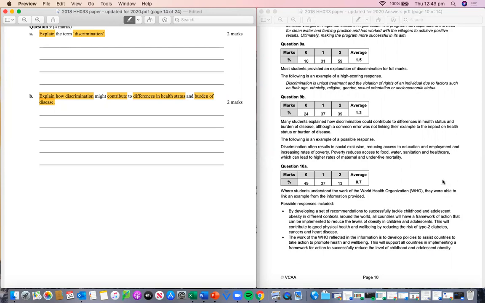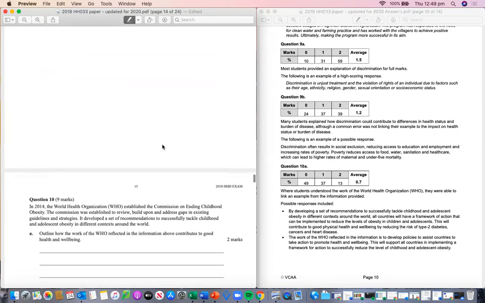Okay, so the example of a possible response looks at discrimination often resulting in social exclusion, reducing access to education and employment, and increasing rates of poverty. Poverty reduces access to food, water, sanitation, and healthcare, which can lead to higher rates of maternal and under 5 mortality. So again, we're looking at health status there, and burden of disease.